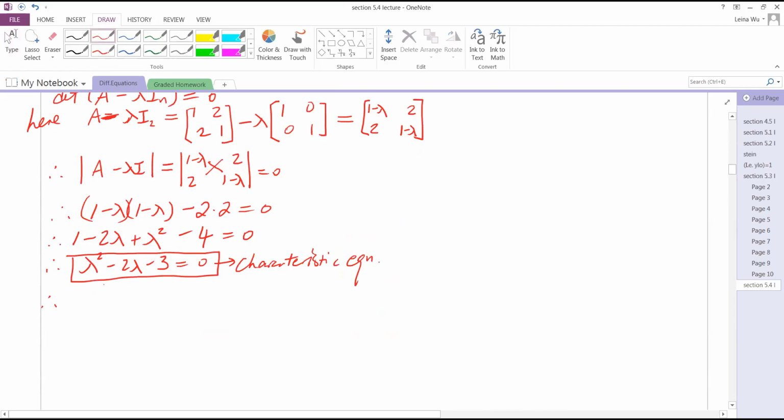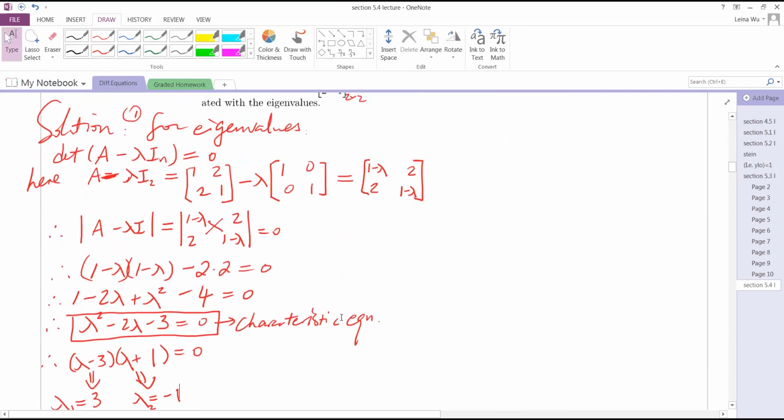The next step is pretty straightforward. You just solve this equation, and we can factor the left-hand side as lambda, lambda. For negative 3, we can factor that as minus 3 and plus 1. Therefore, we have two eigenvalues. One is 3, one is -1. So eigenvalue 1 is 3, eigenvalue 2 is -1. Any questions, folks? No, all good.